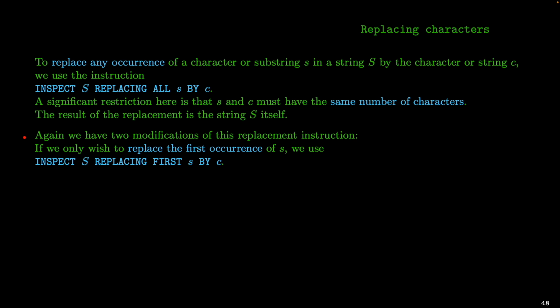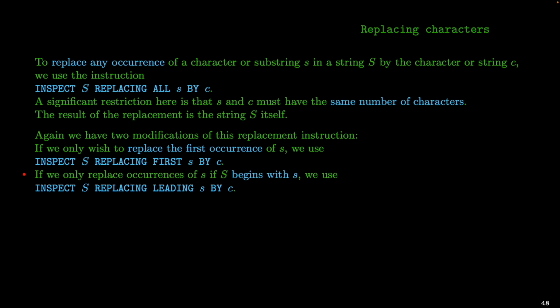Here again, we can apply some modifiers to the replacement instruction. So we can only replace the first occurrence of our substring lowercase s by writing inspect S replacing first s by c. And we can also choose to only replace occurrences of our substring s if our main string capital S actually begins with this substring. For this we use inspect S replacing leading lowercase s by c.